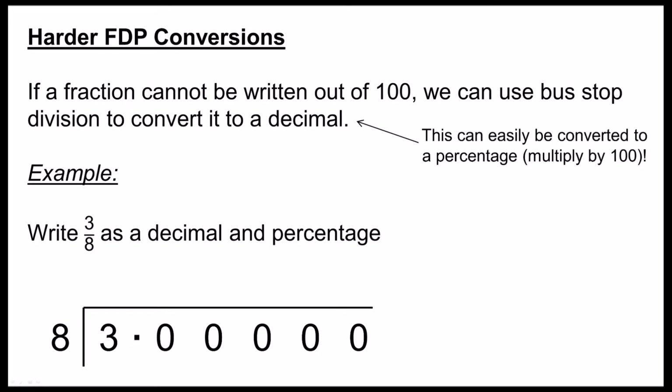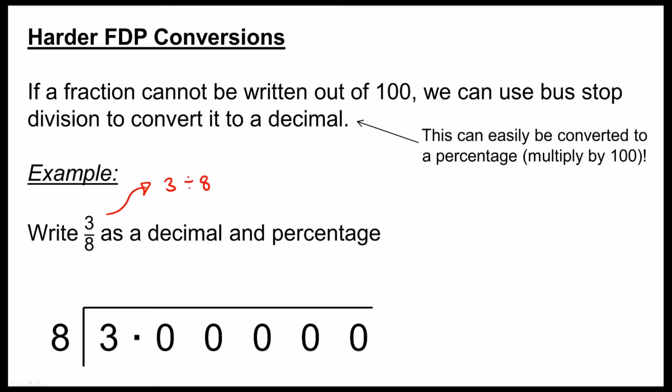It's important to recognise that 3/8 is the same as saying 3 divided by 8, and therefore the divisor 8 goes on the outside and we put 3 on the inside. Because we know we're going to end up with a decimal answer, I've put a point with lots of zeros at the end that we can carry our remainders onto.